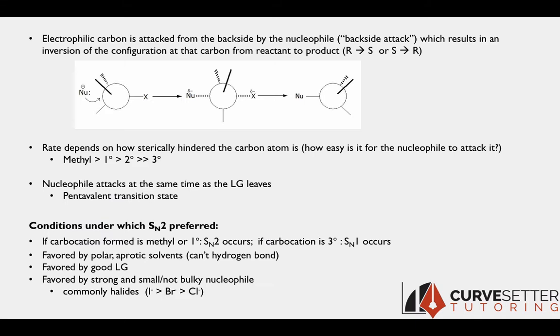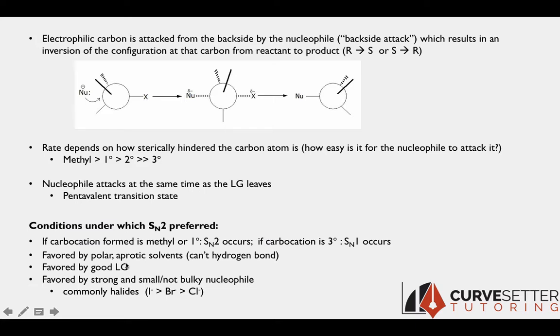It's favored by polar, or I should say non-polar, but in general, aprotic solvents. So aprotic solvents are ones that don't donate a hydrogen, so essentially can't hydrogen bond. And that's just because a polar protic solvent would favor SN1. So if it's aprotic, polar or non-polar really, then SN2 would be preferred.